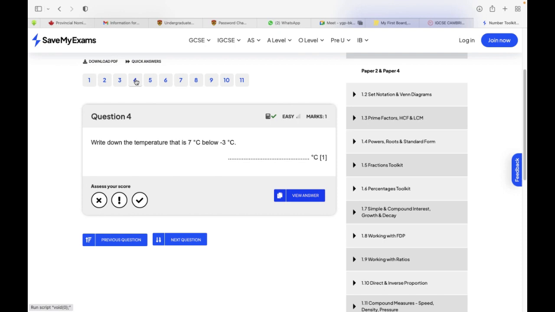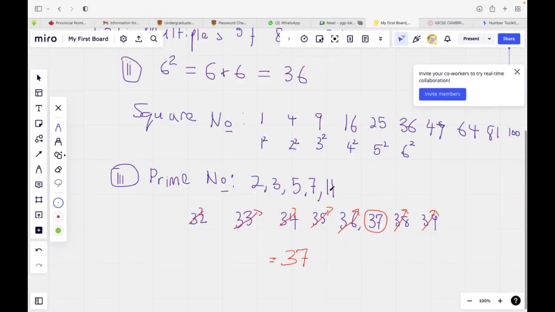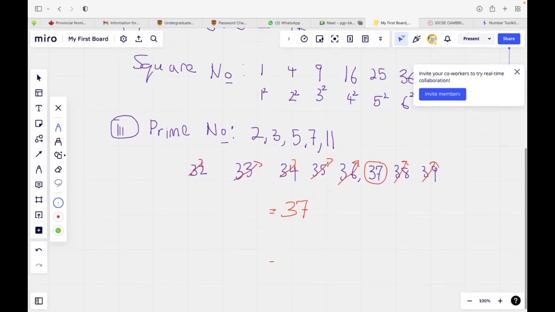Okay. This is also a temperature question that's similar to the one we've done before. Write down the temperature that is 7 degrees below -3. 7 degrees below -3. Okay. Are you there? Yeah. Okay. Now let's find the temperature that is 7 degrees below -3. This is question number 4.